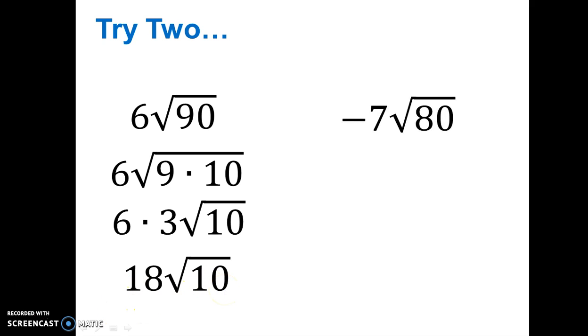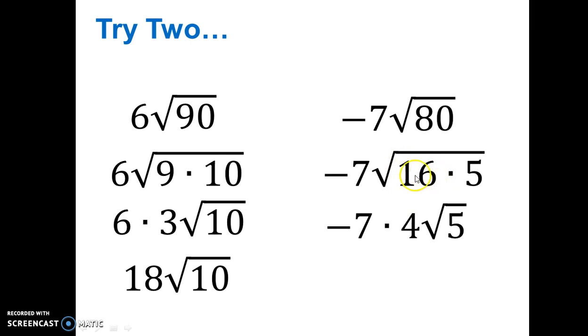Try this one. Well, 80 is 16 times 5. There's our perfect square right there. Take the square root of 16. It's 4, so the 4 is there now. Negative 7 times 4. Root of 5 remains. Negative 7 times 4 is negative 28. And root 5. There's our answer.